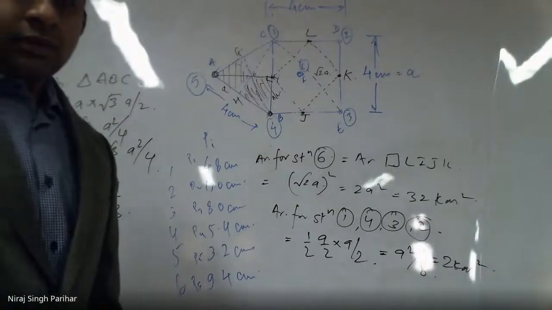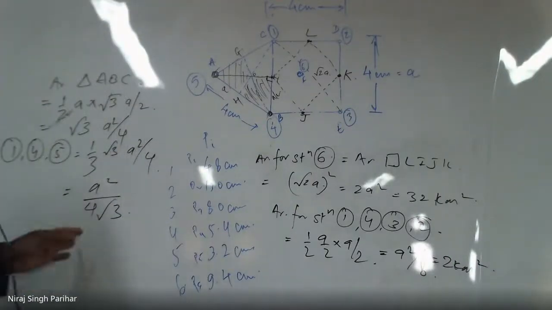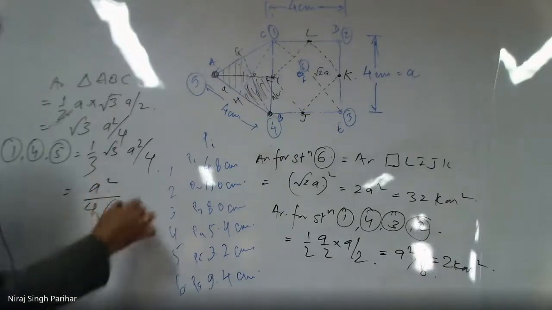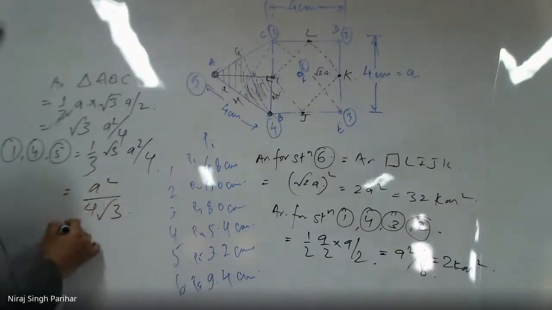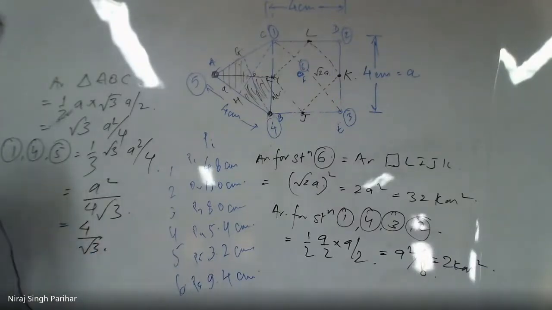All right. Can someone tell me the value of this? A square by 4 under root 3. This will be 4 square. 4 cancel. 4 by under root 3 kilometer square.